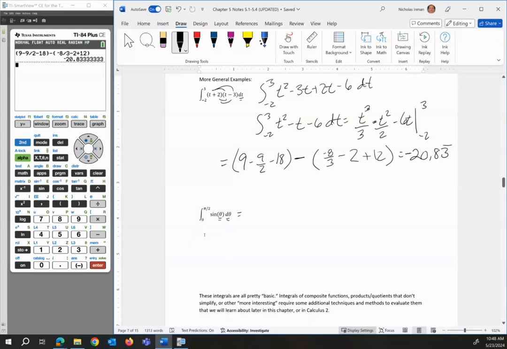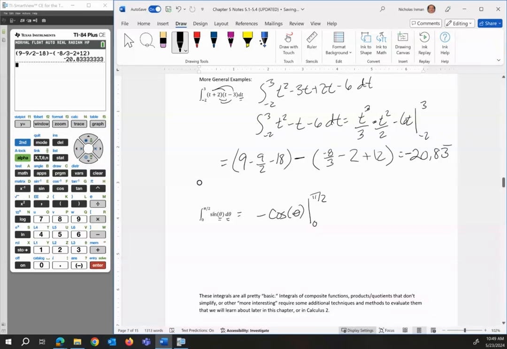So we find the antiderivative of sine. Well, let's see. I know that the derivative of sine is cosine. The derivative of cosine is negative sine. And the derivative of negative cosine is positive sine. All right, so I know that cycle. So the antiderivative of sine would then be negative cosine.